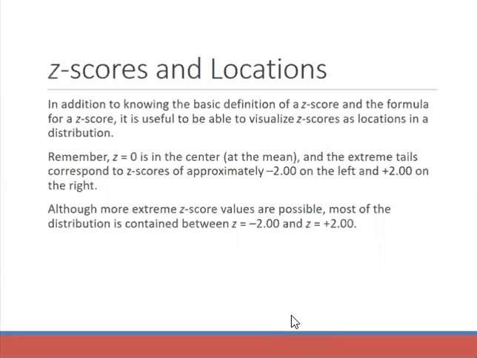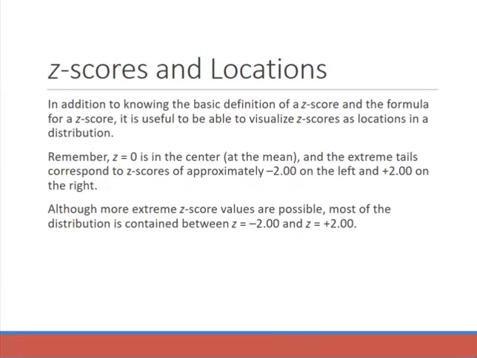In addition to knowing the basic definition of the Z score and the formula, we can also visualize Z scores as location on the distribution. Okay, so the fact that the Z score identifies the exact location within a distribution means that we can use Z scores as a descriptive statistic as well as inferential statistics.